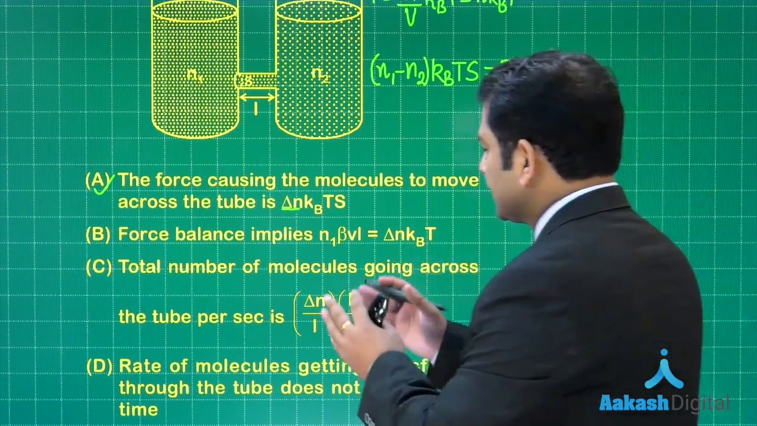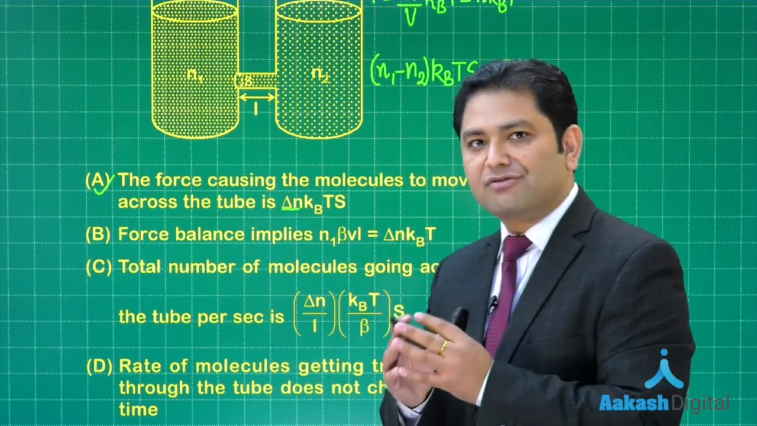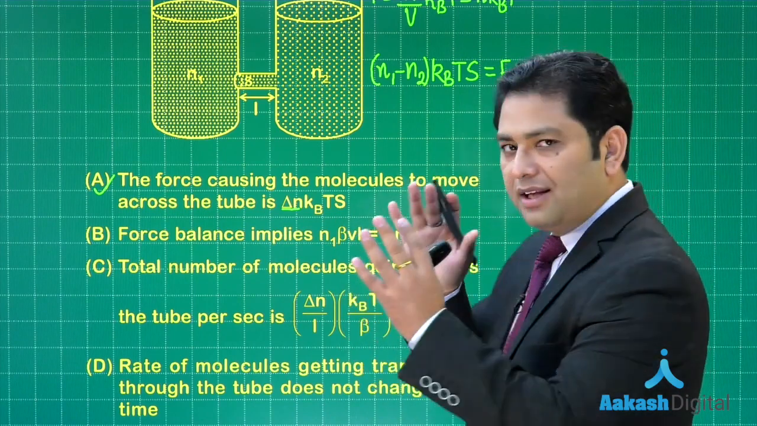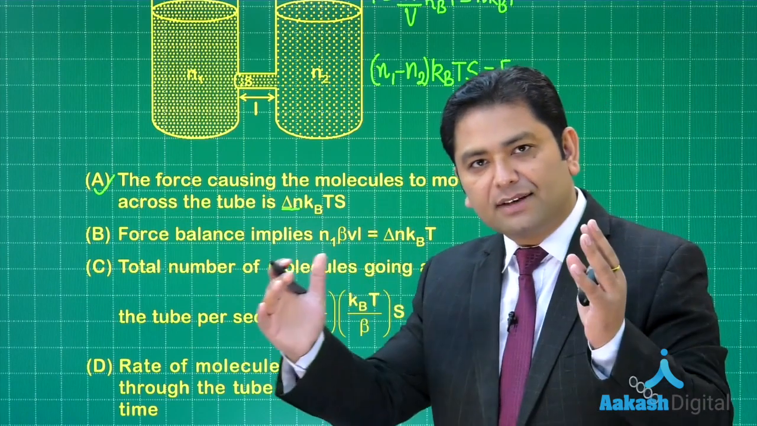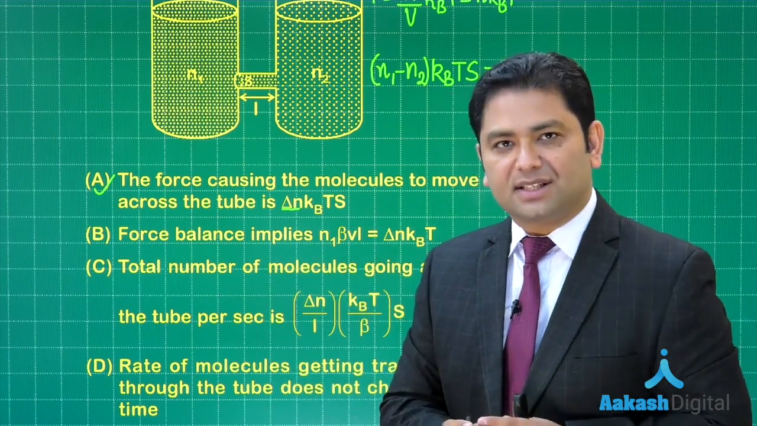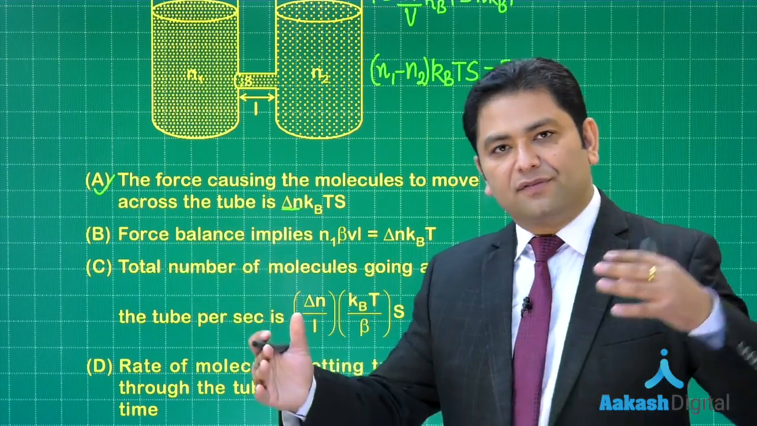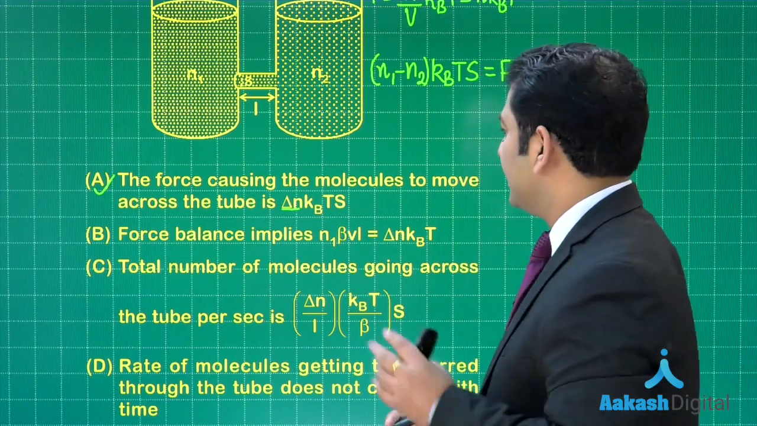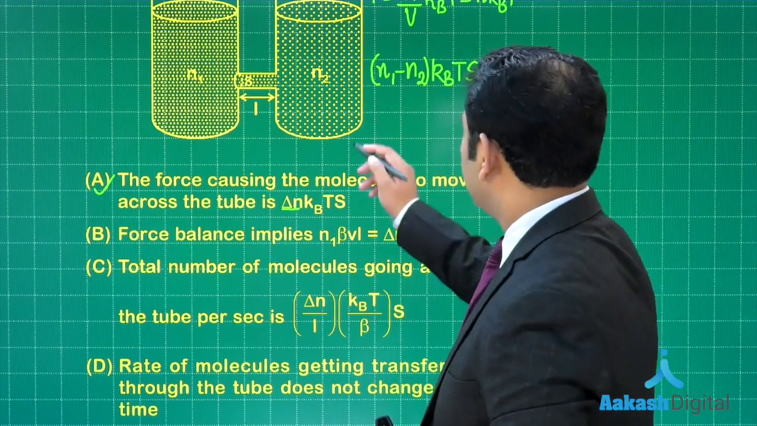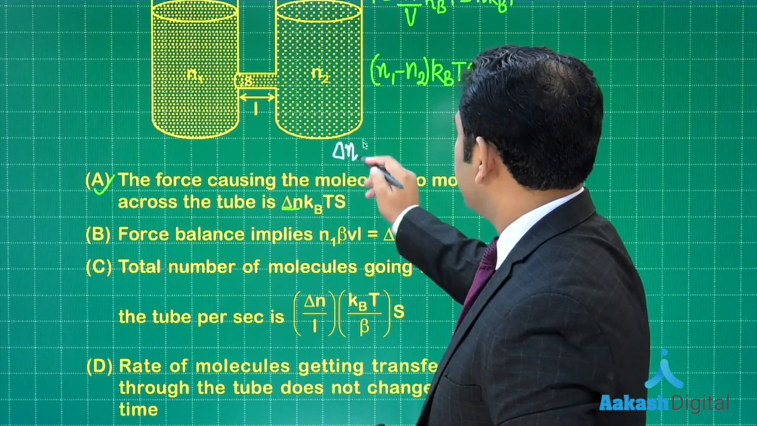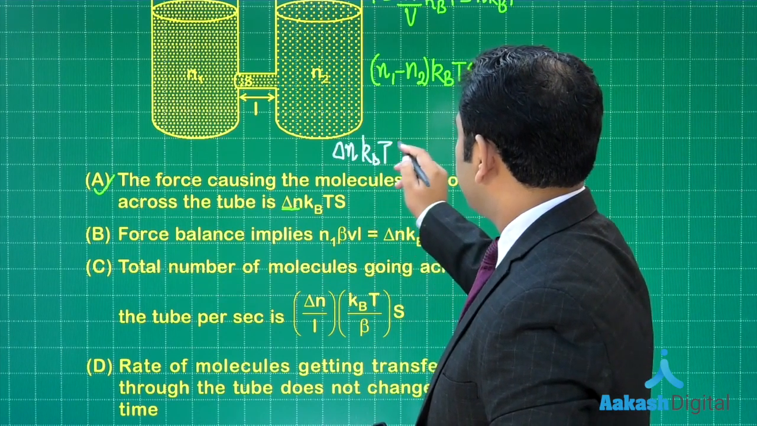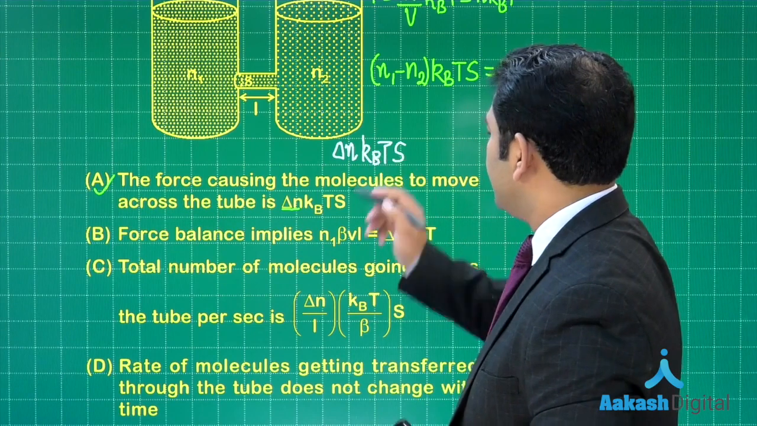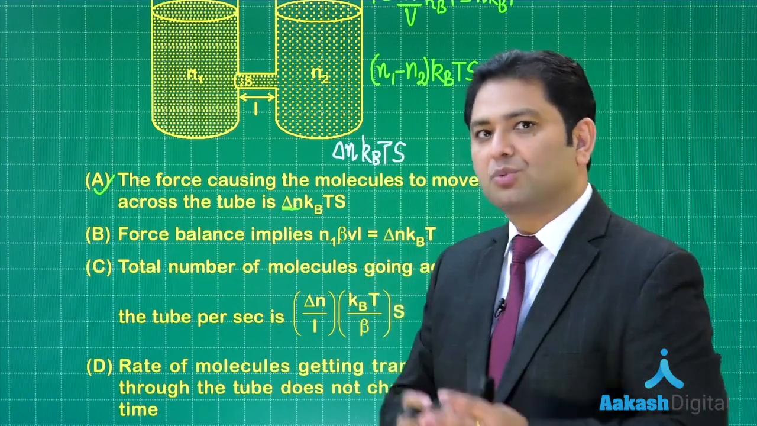The force balance implies this much. Now the speed of the molecule is first of all caused by the difference in pressure, but that would also face a resistance, the viscous force. So at a given speed, the force pushing has to be equal to the force resisting. Now let's see how we can do that. Delta n kBT multiplied by S will be the force, and this force should be equal to the viscous force experienced.